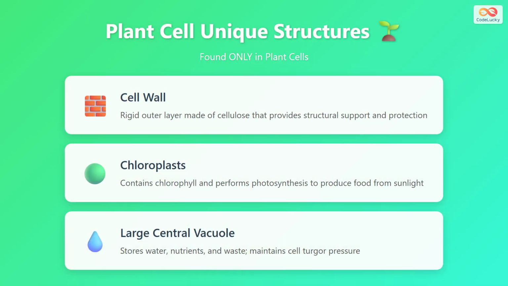Now let's explore the structures that are unique to plant cells. First is the cell wall, a rigid outer layer made of cellulose that provides structural support and protection. This is what allows plants to stand upright without a skeleton. Second are chloroplasts, which contain chlorophyll and perform photosynthesis, converting sunlight into food. Third is the large central vacuole, which stores water, nutrients, and waste products while maintaining cell turgor pressure. These three structures are found only in plant cells, not in animal cells.